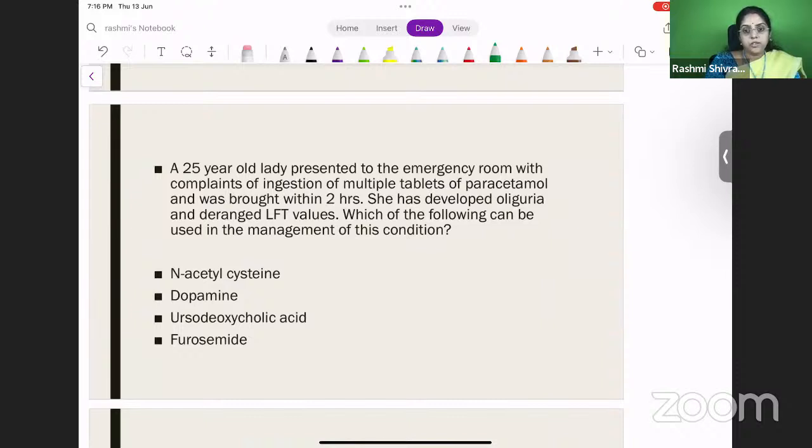A 25-year-old lady presented to the emergency room with ingestion of multiple tablets of paracetamol and was brought within 2 hours. Gradually, she developed oliguria and deranged LFT values. Which of the following can be used in the management of this condition? Is it N-acetylcysteine, dopamine, ursodeoxycholic acid, or furosemide? So what is the answer to this question? Paracetamol poisoning.